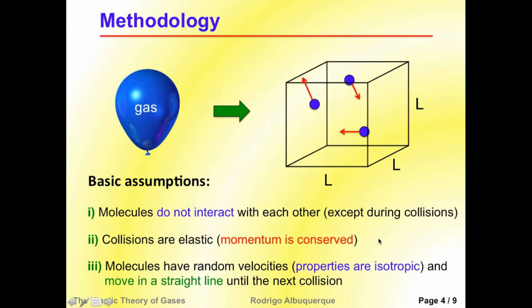And the molecules have random velocities, as you can see here. The properties are isotropic, which means the properties do not depend on the direction being analyzed. So the properties in the x direction, y direction, and z direction are the same. These molecules can move in a straight line until the next collision.